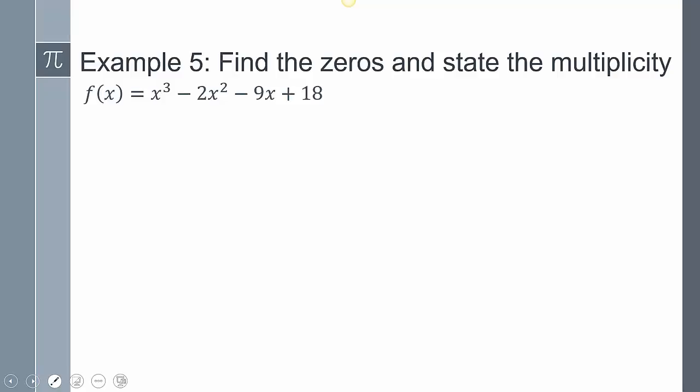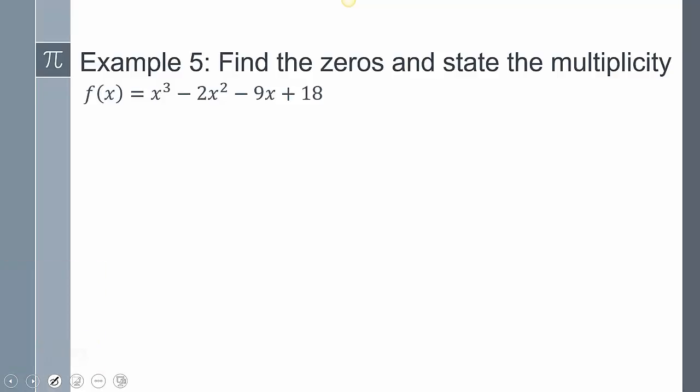Now what happens if our polynomial isn't factored? We're still going to have to find those zeros, and right now the only way that we know how to find zeros is basically through factoring. We could probably use the quadratic formula, but it's a little bit more messy, so for most of these we're going to be practicing factoring to be able to find those zeros.